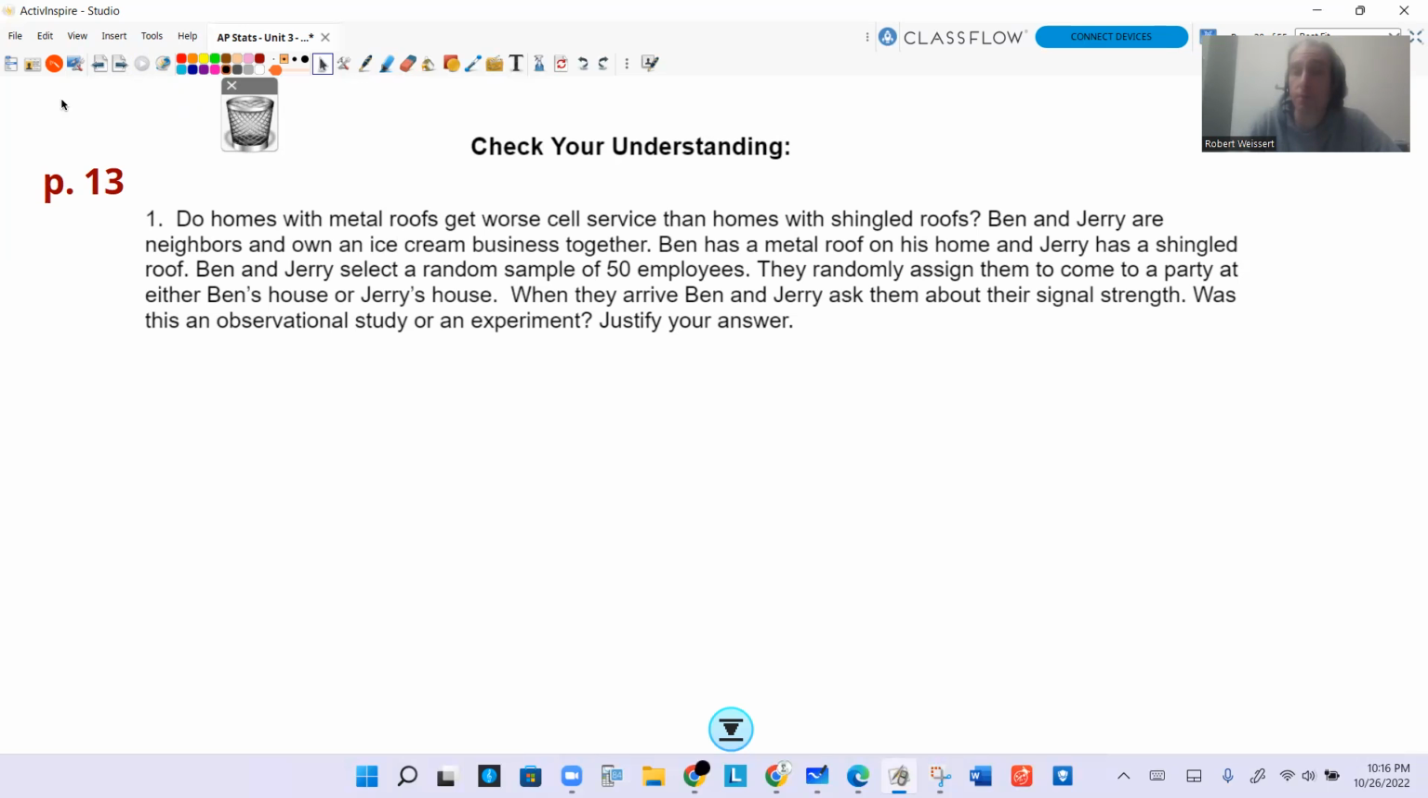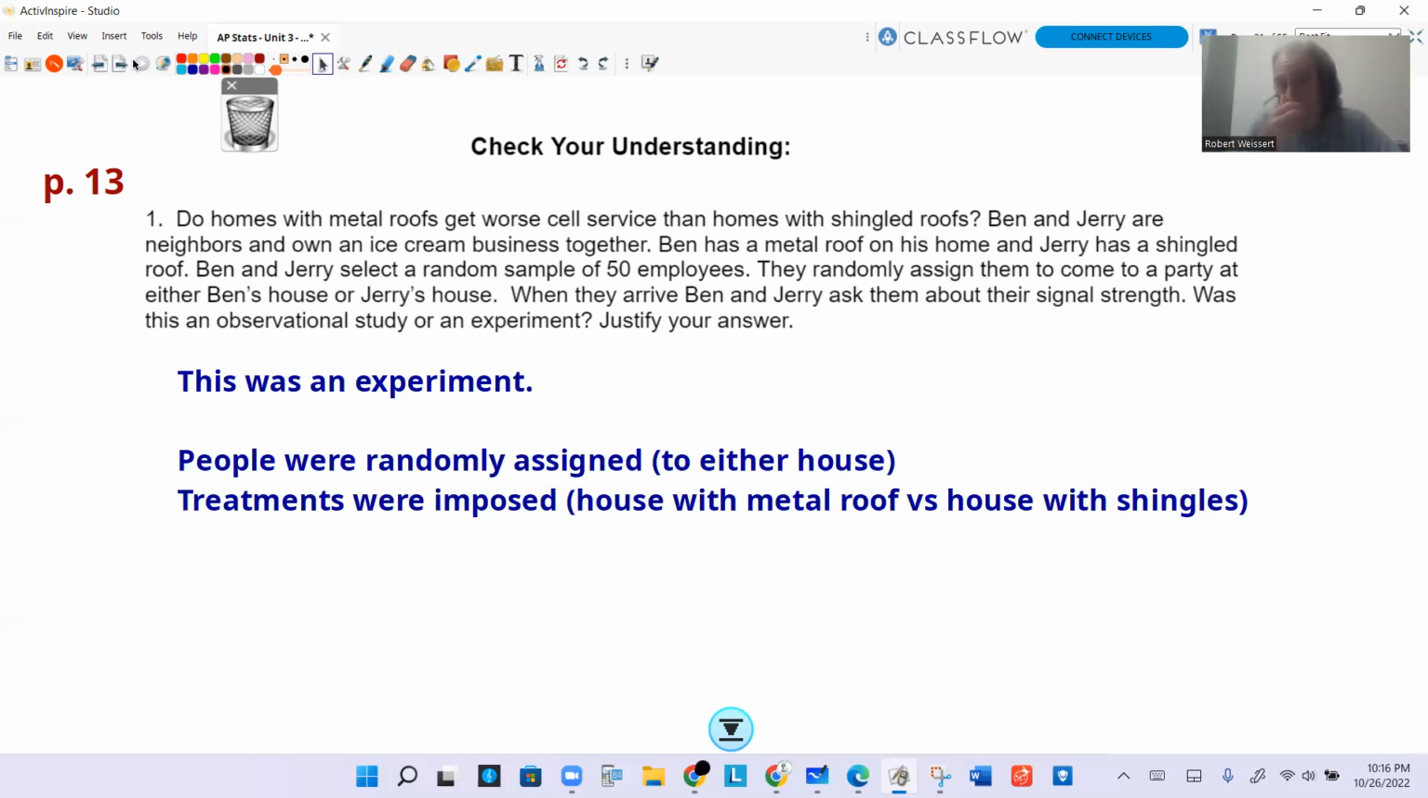Justify your answer. Hopefully you said experiment. People were randomly assigned to either house. Treatments were imposed, house with metal roof versus house with shingles. So this was an experiment. So good job if you chose that.